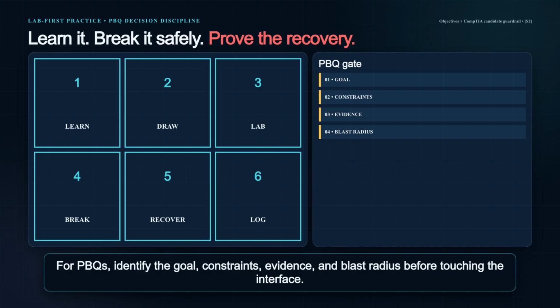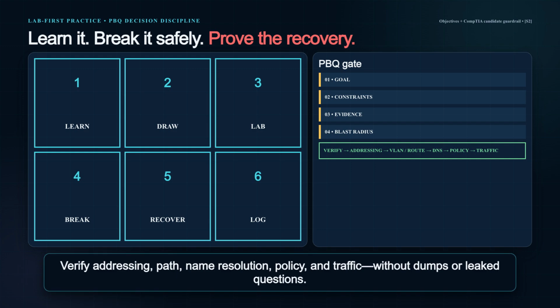For PBQs, read the goal and constraints before touching the interface. Work from the current state, consider the blast radius, then verify addressing, VLAN and route flow, name resolution, security policy, and observed traffic. That builds transferable skill without leaked questions or brain dumps, which CompTIA prohibits.